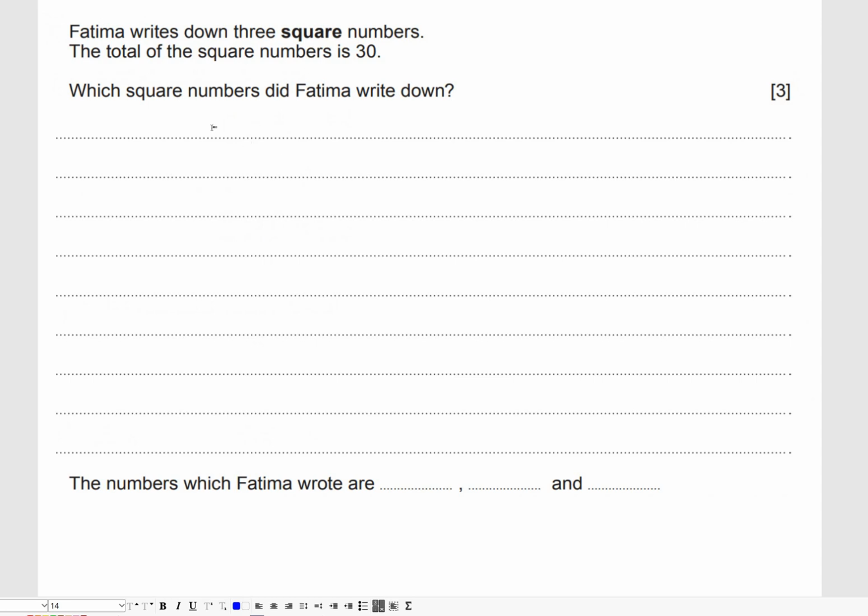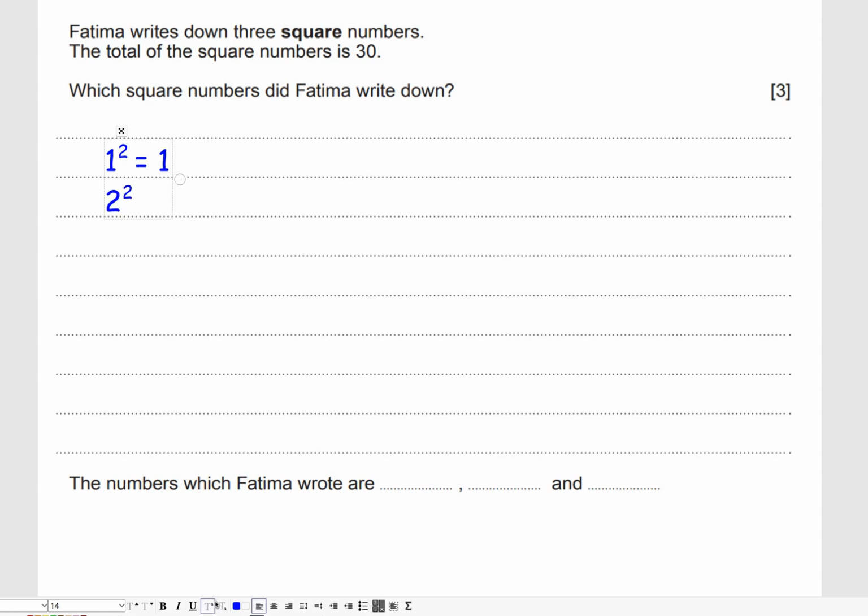Finally, Fatima writes down 3 numbers. The total of the square numbers is 30. Write which square numbers did Fatima write down? So if we're thinking of our square numbers, we know that our first square number is 1. So 1 times 1 equals 1. Or 1 squared is equal to 1.